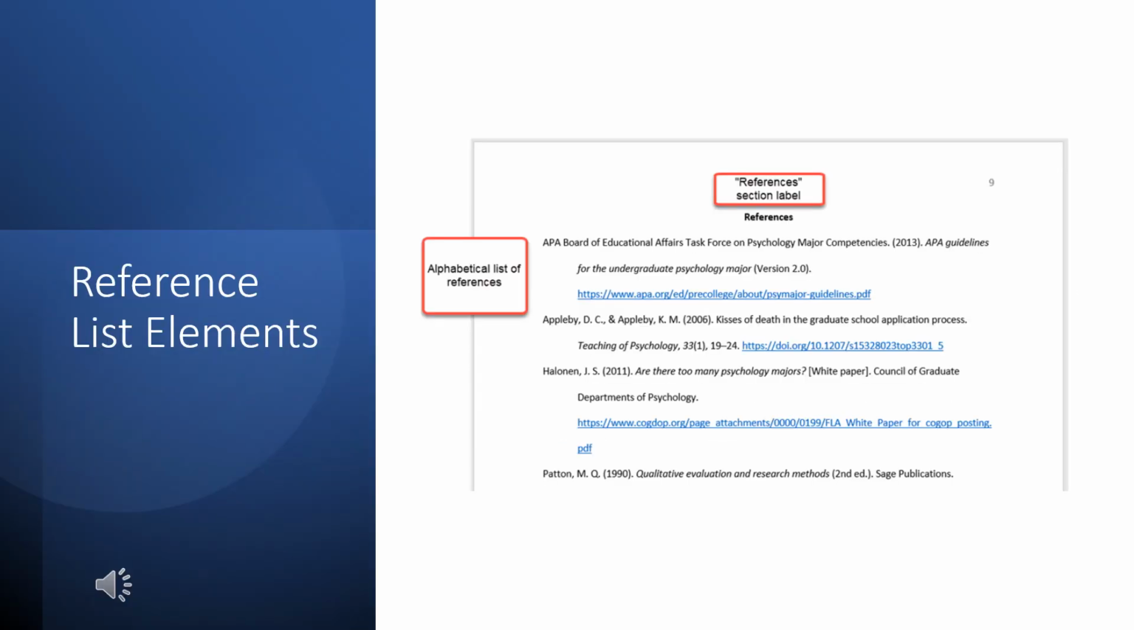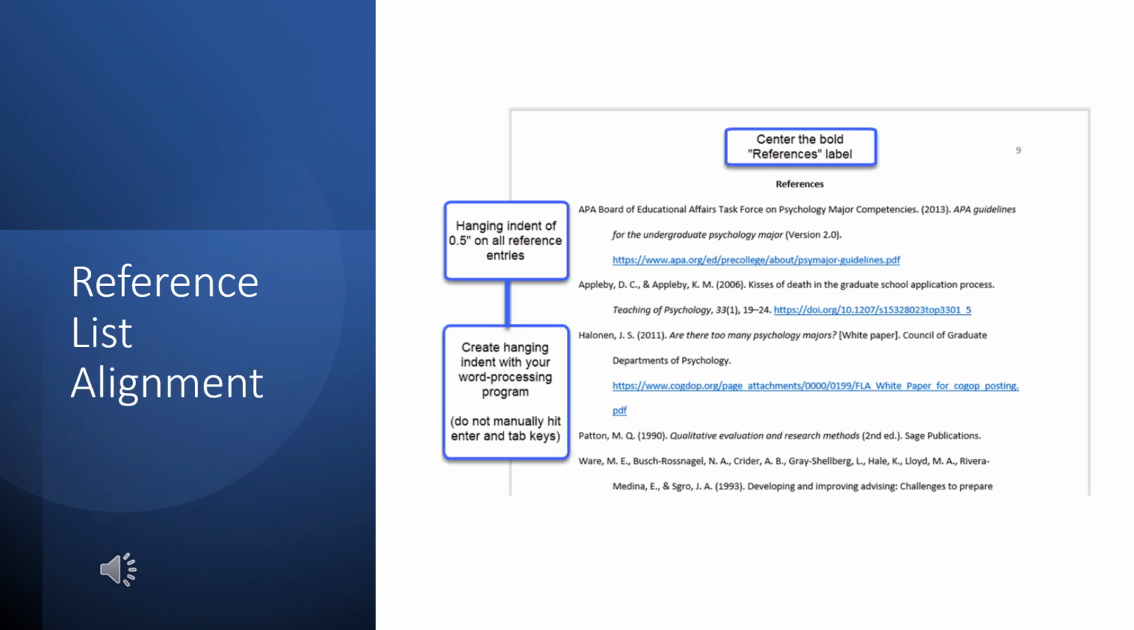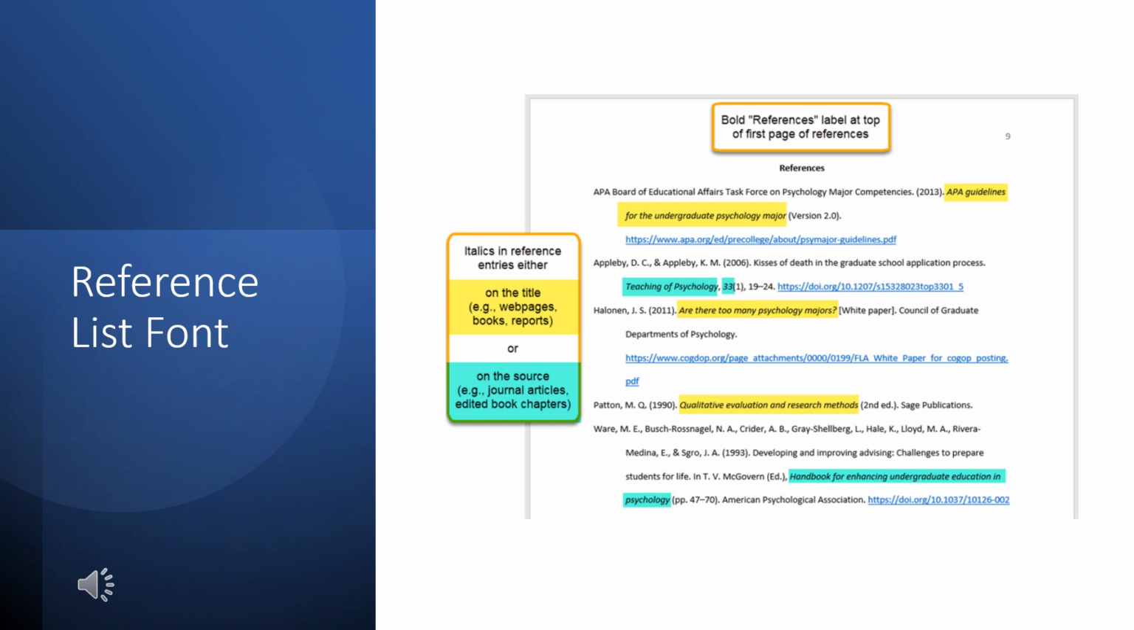This slide shows the proper format for a reference list in APA. Make sure you view the APA reference citation tutorial. This slide shows the correct line spacing for a reference list. This slide shows the proper reference list alignment. Notice that the citations are in alphabetical order. This slide shows the reference list font style.